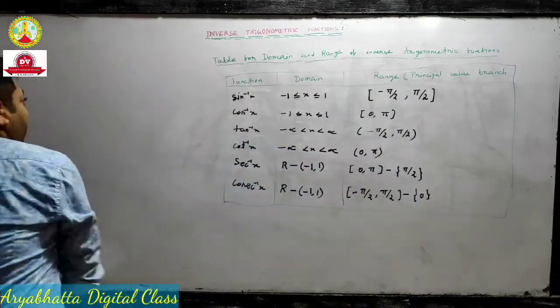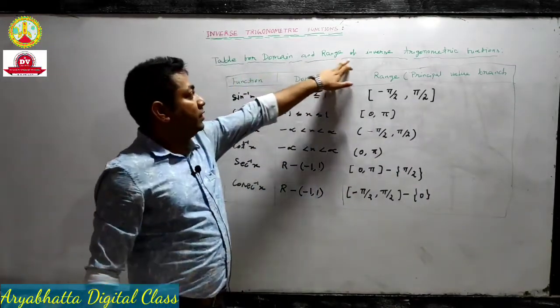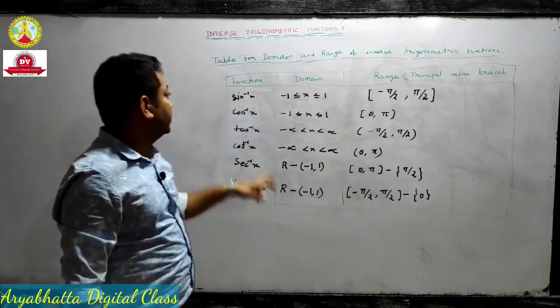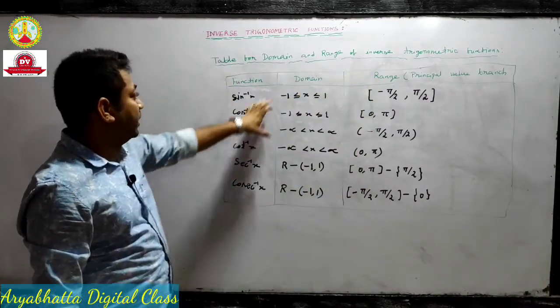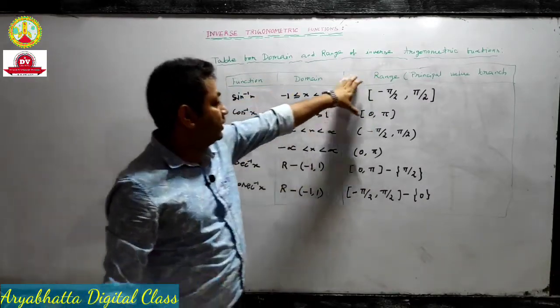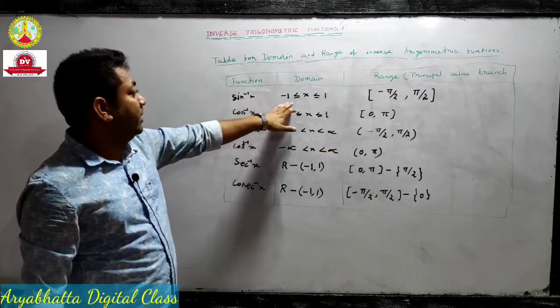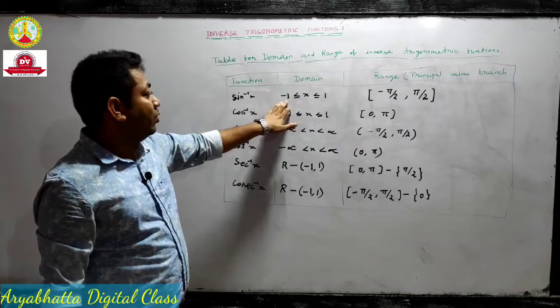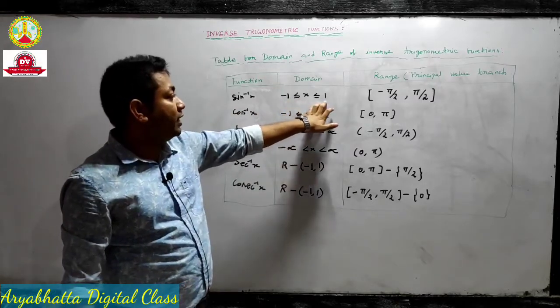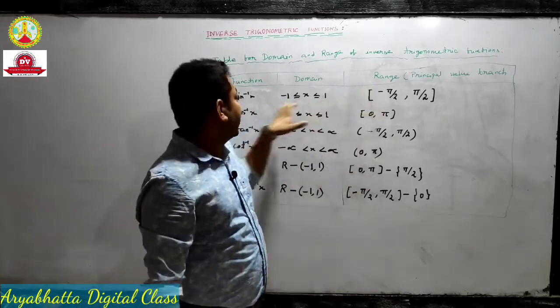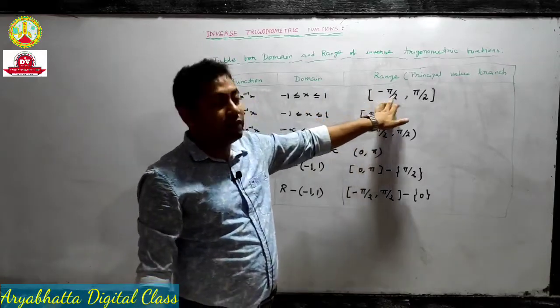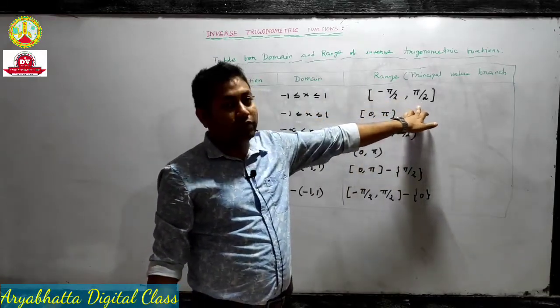Here is the table for domain and range of inverse trigonometric functions. These are the functions, these values are the domain, and these values are the range. For the function sin inverse x, the domain is -1 ≤ x ≤ 1 and the range of sin inverse x is the closed interval [-π/2, π/2].